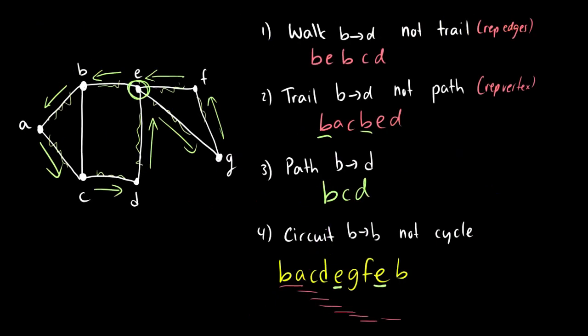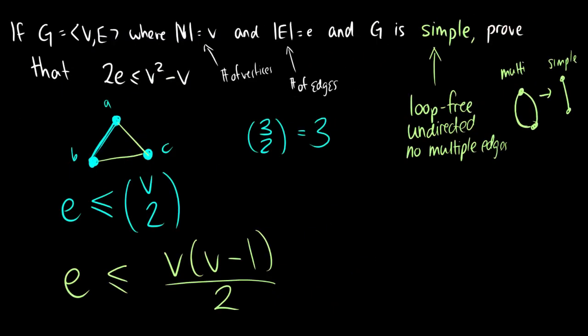And of course, we did some problems with that. And our last definition was simple. So a graph is simple if it is loop-free and it has no multiple edges. So that was your introduction to graph theory. It's very dense. So it was long, but hopefully you have a nice grasp of these concepts.